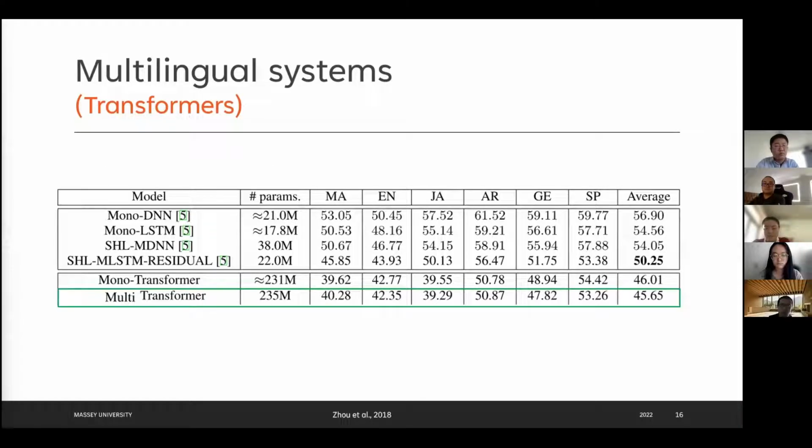They compare the previously discussed DNN model with their mono and multilingual versions, and as you can see, they have improved on a similar set of languages with the best residual LSTM network. They have achieved 50.25 word error rate, but as compared to multilingual transfer end-to-end models, they have achieved 45.65. So there is an absolute reduction of around 5% in word error rate.